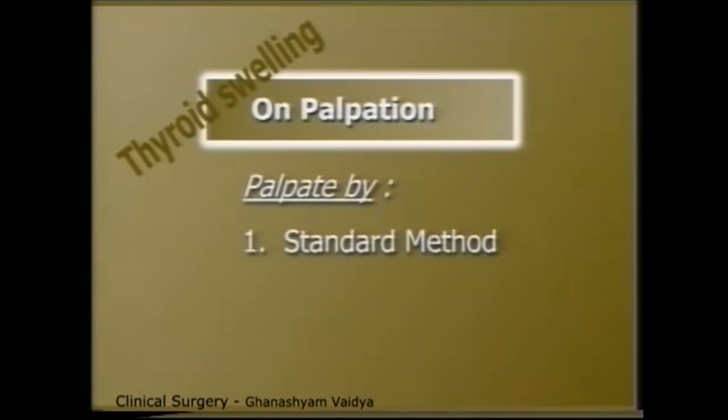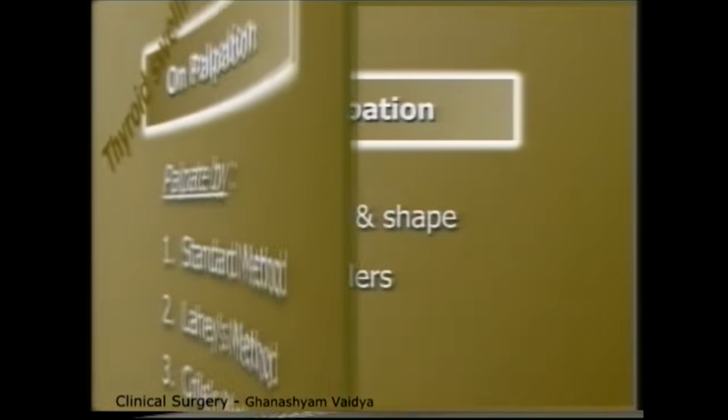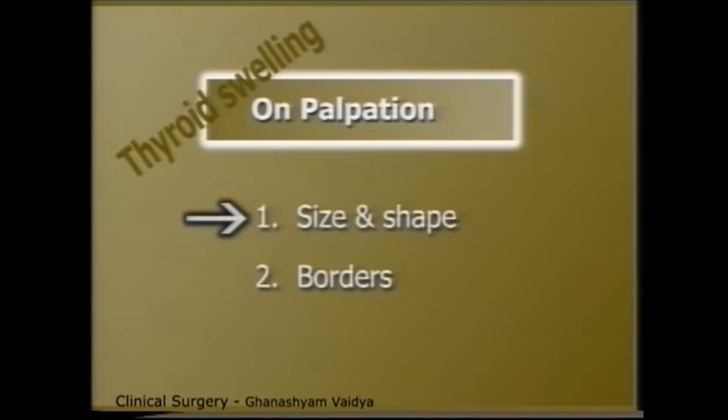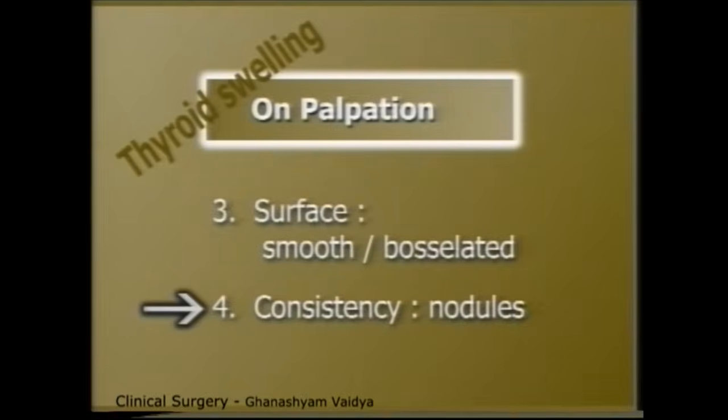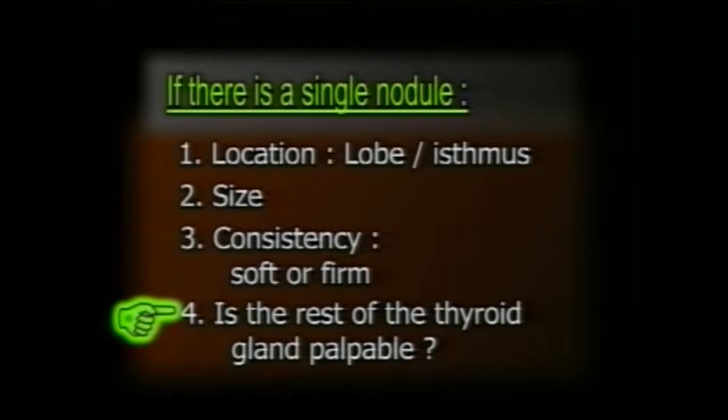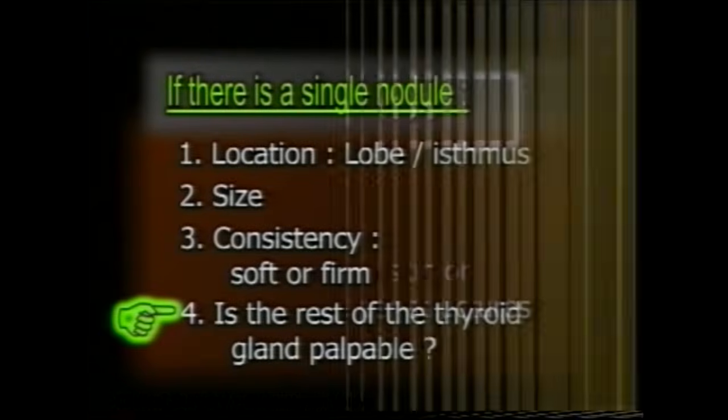To revise, we palpate by the standard method, Lahaye's method and Kreil's method. Note on palpation the exact size and shape of the swelling and identify its borders. In particular, palpate the tracheal rings in the suprasternal notch to identify a retrosternal extension if any. Then note the surface and the consistency of the swelling and palpate carefully by Lahaye's method and Kreil's method for small nodules within the gland. In case of a single nodule, note whether the rest of the gland is palpable.